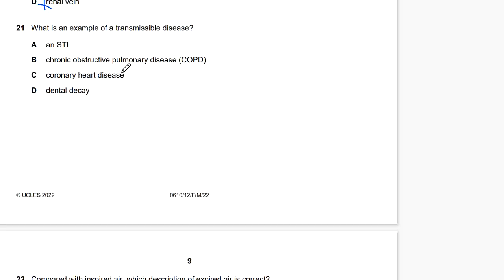What is an example of a transmissible disease? When we're talking about transmissible, it can be transmitted from one person to another. Of course, COPD, chronic heart disease, and dental decay are lifestyle diseases that cannot be just transferred through any forms. But the correct answer for this is an STI. STI, or sexually transmitted infection, is transmissible through sexual intercourse. So the correct answer is letter A.